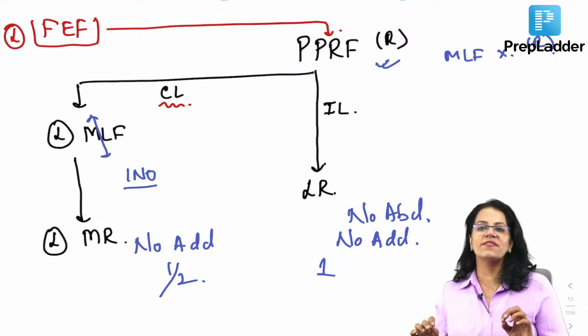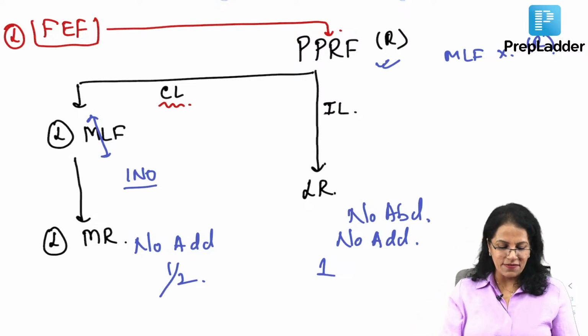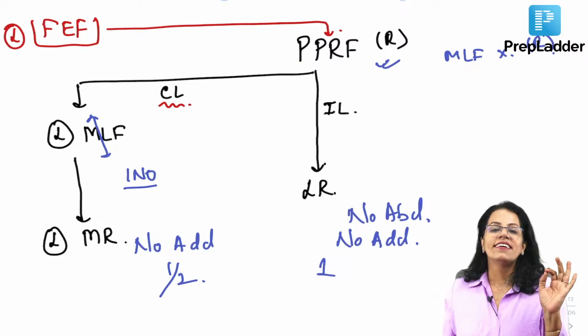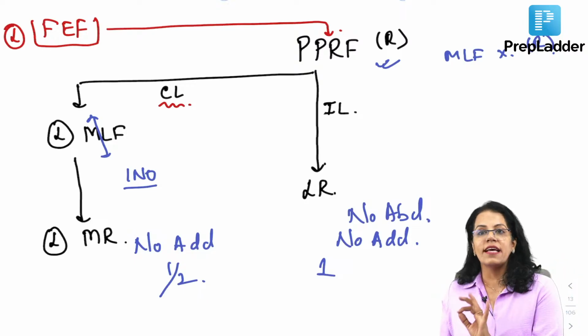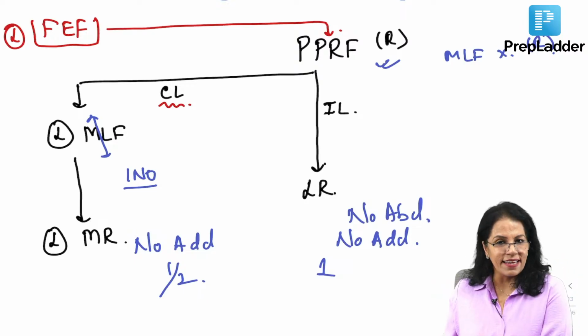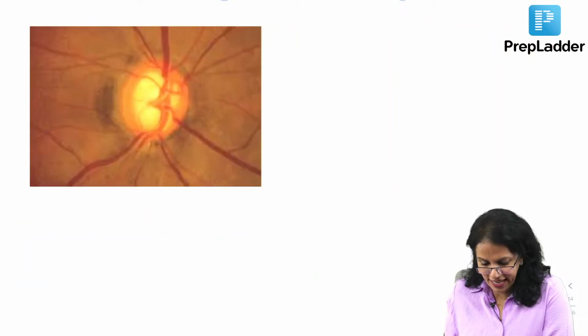Very good. 8.5 syndrome. Yes, 8.5 syndrome means it is your 7th nerve of the same side. Don't forget, 7th nerve palsy of the same side. Yes. We come to the next image here.